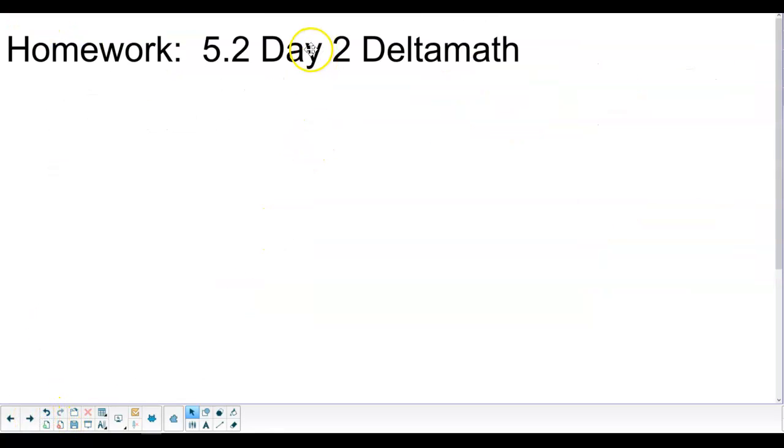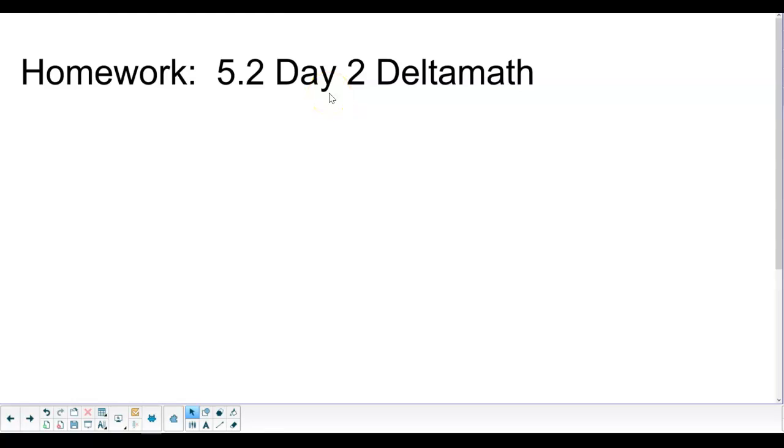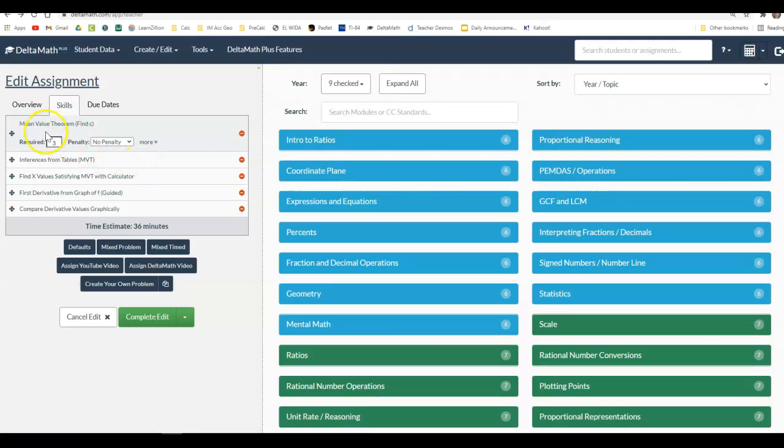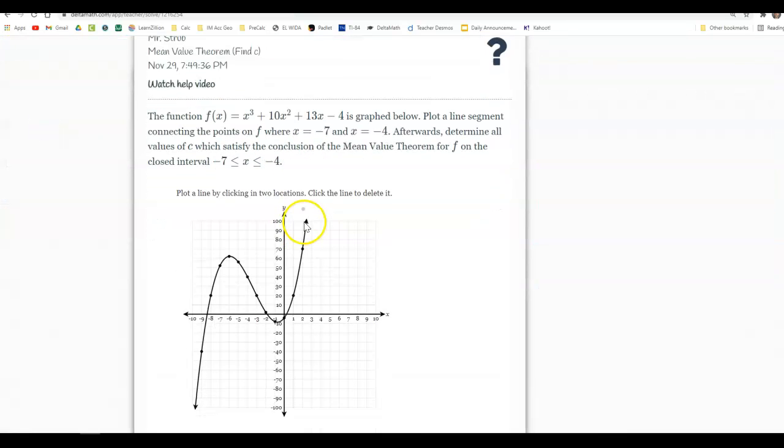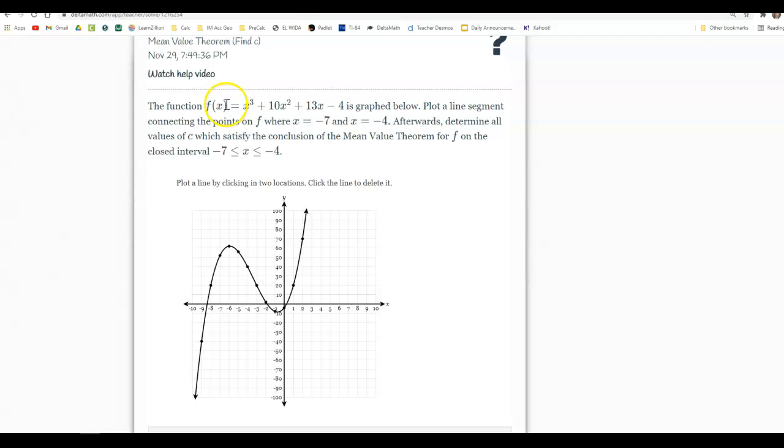All right, so what we got is your homework tonight is 5.2 day 2 on Delta Math. I want to show you one quick thing about that assignment. So you've got 5 different categories that you're going to work through and a couple problems from each. The first one is very similar to what we did on Monday.